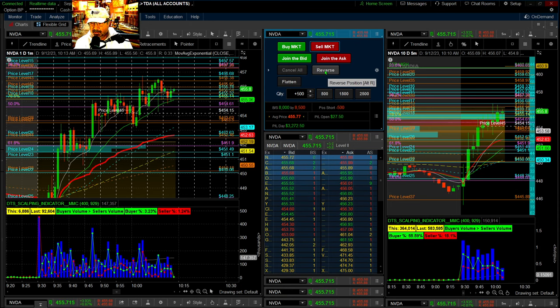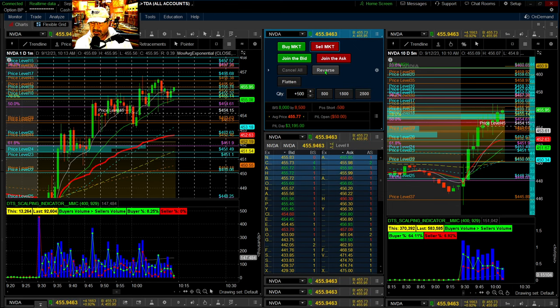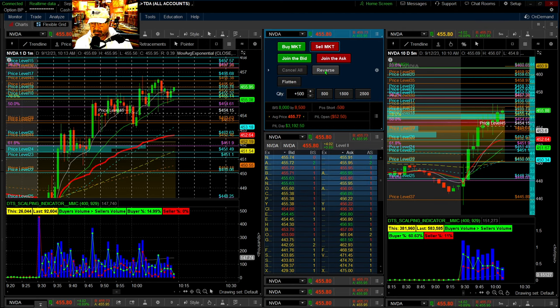It's not enough of a green for me to jump out, because it'll slip. It can slip $100 easy on 500 shares with this market maker price action here. I need to get it closer to 55, and then I'm going to reverse it if it gets close to 55. Even below 55.50, I might reverse it.